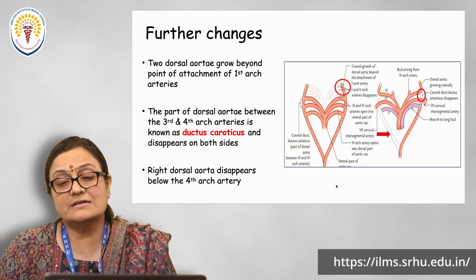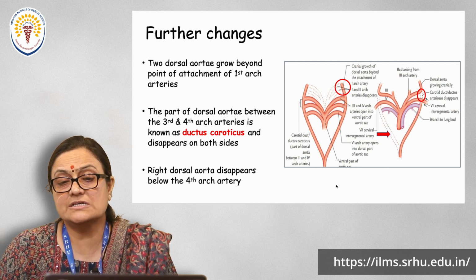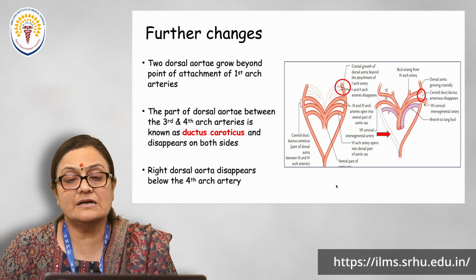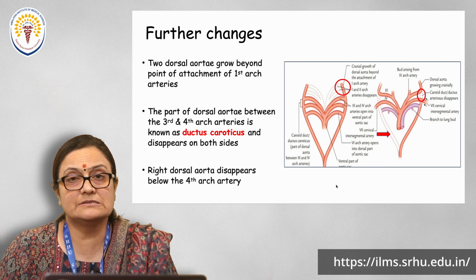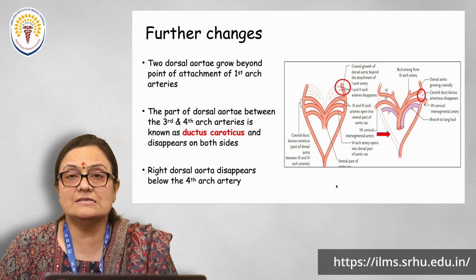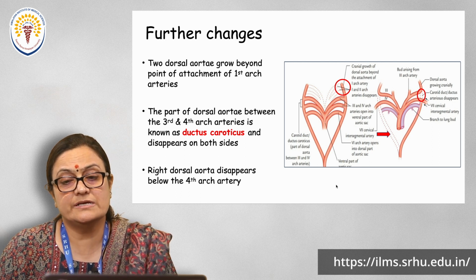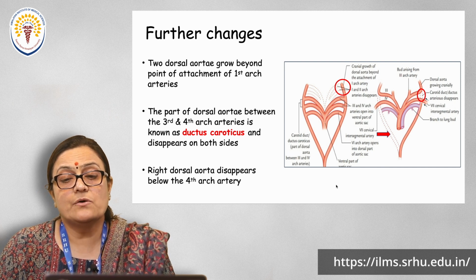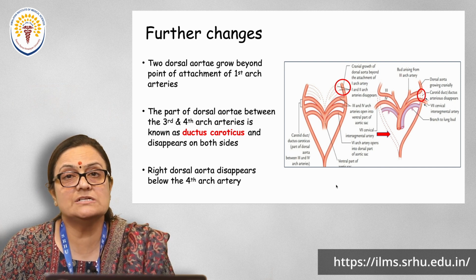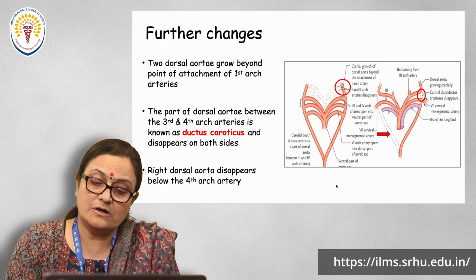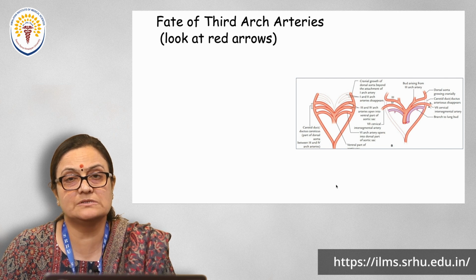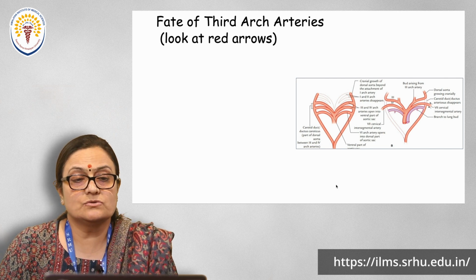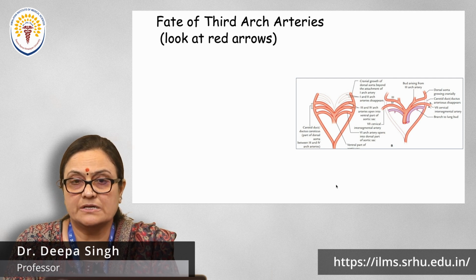Now, whatever is the remaining framework: the first arch artery has disappeared, larger part, the second arch artery has disappeared, larger part. We can see the disappearance of the dorsal aorta between the third and the fourth arch arteries, and the disappearance of the right dorsal aorta below the attachment of the fourth arch artery. So, once all these parts have disappeared, whatever remains will now form the major arteries of our body, and let us see how they will form. Focusing on the third arch artery first, because we will proceed from third, the fourth and sixth. So, now focus on the red arrows that come now in the figures.